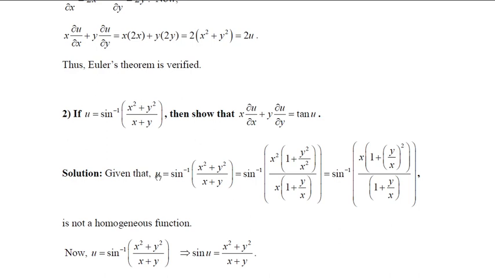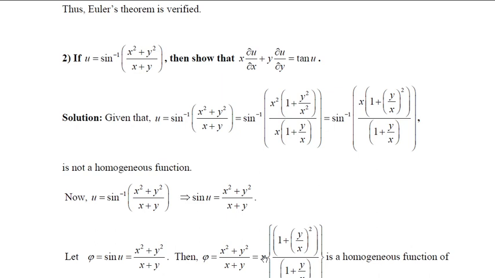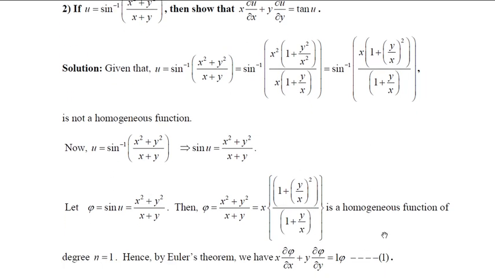Sine u is equal to (x square plus y square) by (x plus y). But we have written this as x into (1 plus y by x whole square) by (1 plus y by x), which is a homogeneous function of degree 1. But remember, your u is not homogeneous, but sine u, which is equal to this, is homogeneous. Let's call sine u as some phi. So phi is equal to this, which is homogeneous of degree 1, because the power of x is 1. You should remember, your u is not homogeneous, but phi is homogeneous.